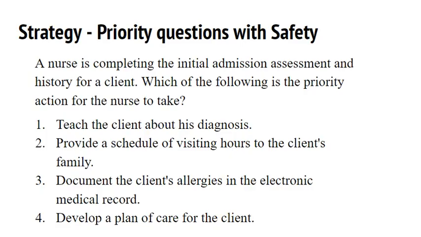And one more question for an example for prioritizing with safety. A nurse is completing the initial admission assessment and history for a client. Which of the following is the priority action for the nurse to take? And we have teach the client about his diagnosis, provide a schedule of visiting hours to the client's family, document the client's allergies in the electronic medical record, and develop a plan of care for the client. And again, you can see that all of these are interventions, and all of them have to have some kind of knowledge to know, is that something that I would do? Is that something I would be concerned with?